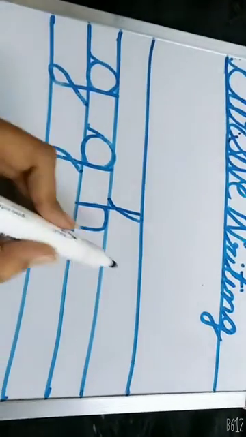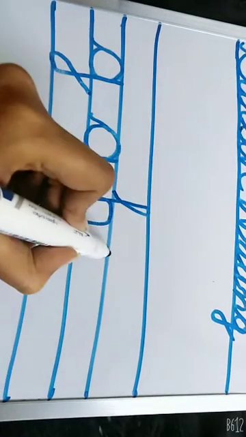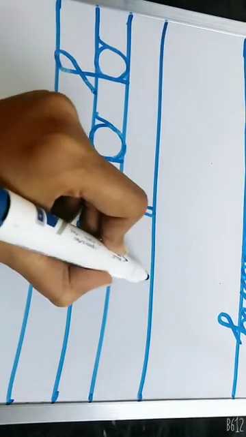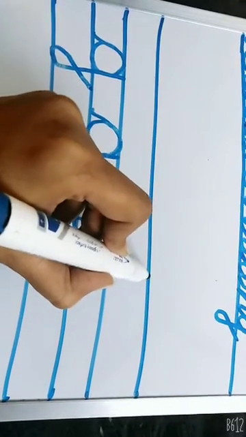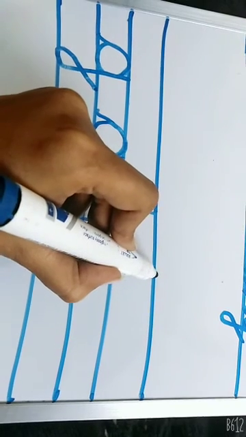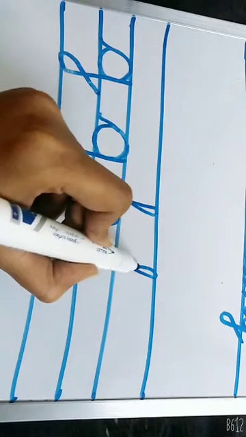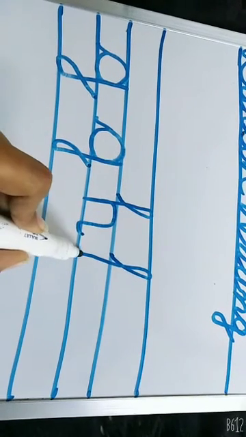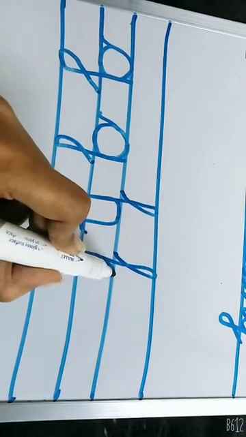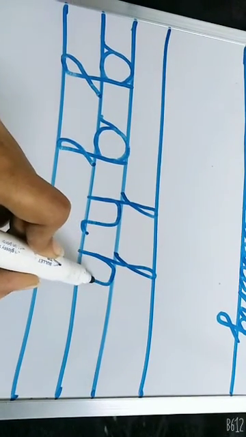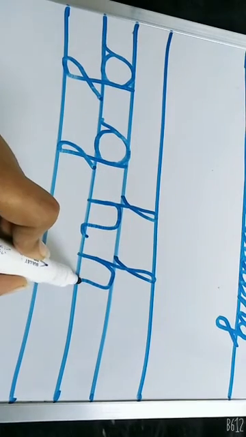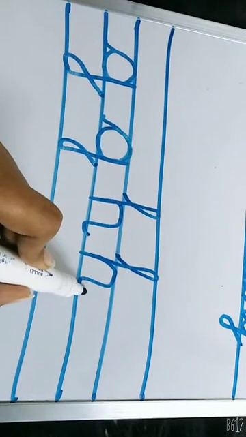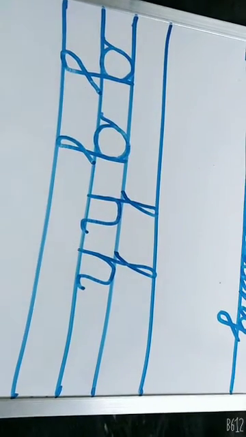Once again I'm writing here. Put your marker on second line. Move your marker diagonally upward on first line. Move your marker downward, making loop here on third line. Come back on second line. Make curve downward. Now leave line here. Pick up your marker. Here is lowercase character H.